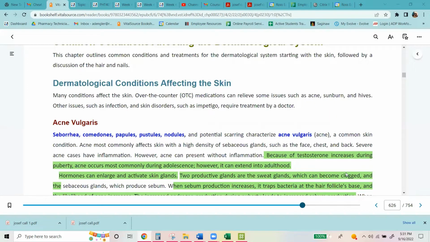Many conditions affect the skin. Over-the-counter medications can relieve some issues such as acne, sunburn, and hives. Others may require treatment by a doctor, such as infections, skin disorders, and impetigo.